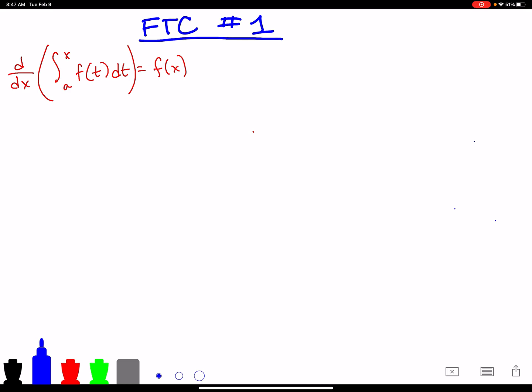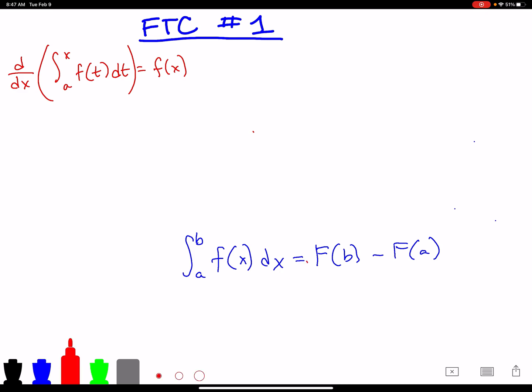Just to review, our second fundamental theorem of calculus looked like this. We had an integrand, and we were going from our bounds a to b, and the way we define that area between a and b is we take our antiderivative, plug in our upper bound, plug in our lower bound, and find the difference between the two. Remember that this capital F represents our antiderivative. This is going to come back to us today as we go through our first fundamental theorem of calculus.